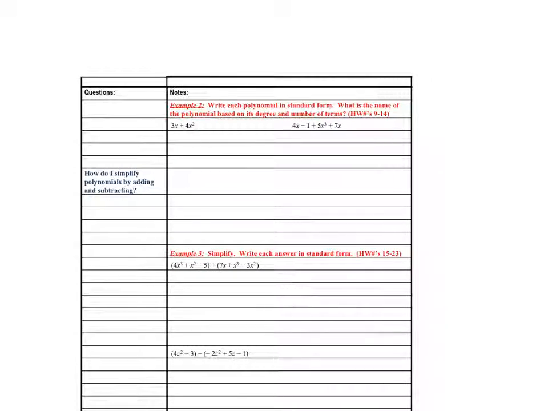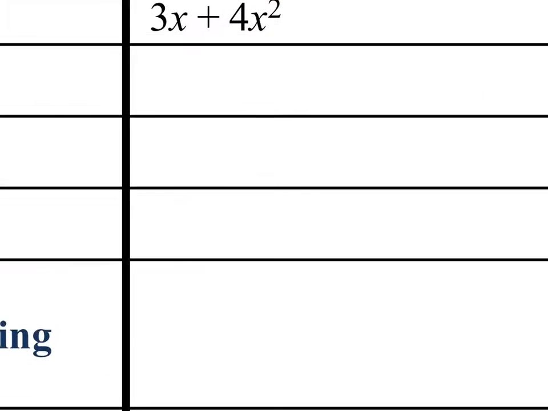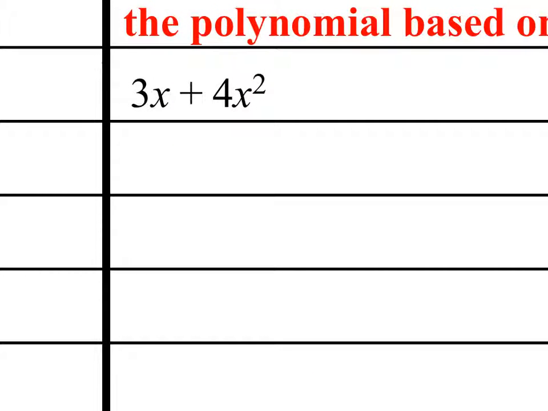So write it in standard form, and then what's the name? So to get it in standard form, you want the degree to go from largest to smallest. Your degree is simply your highest exponent when we're talking about a polynomial. So we've got a degree of 1 and a degree of 2. You need to switch the order for it to be in standard form. We want it to go from largest to smallest. So it's going to be 4x squared plus 3x. That's in standard form. Now we name it. When we ask you about the degree, I want you to look at the highest one. What's the highest degree?